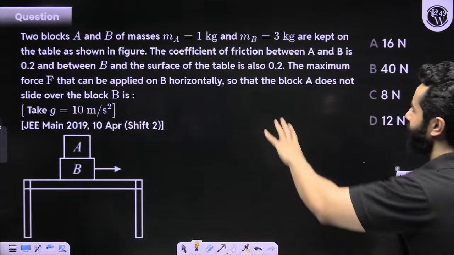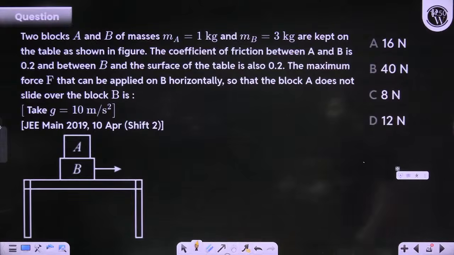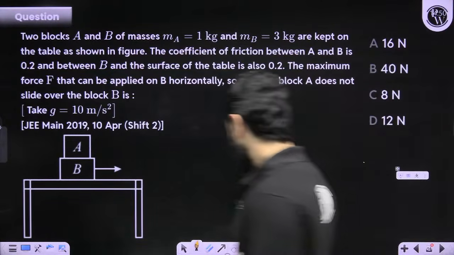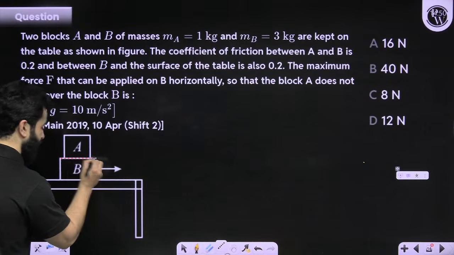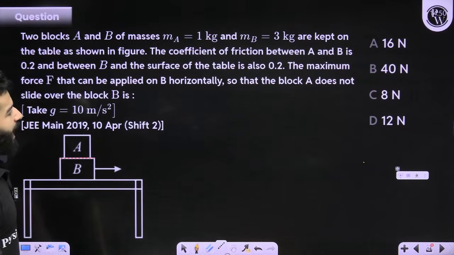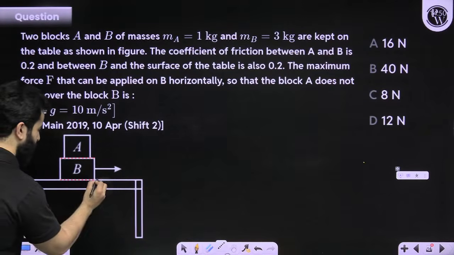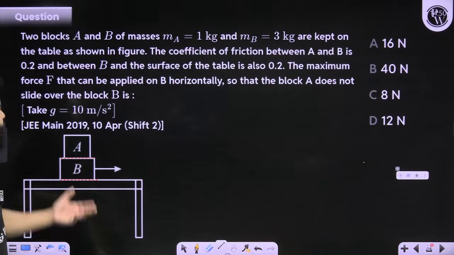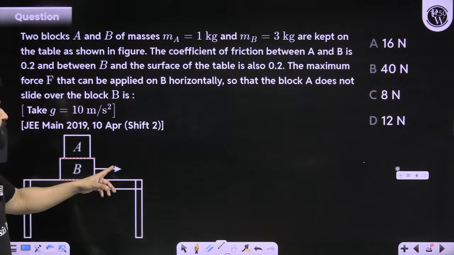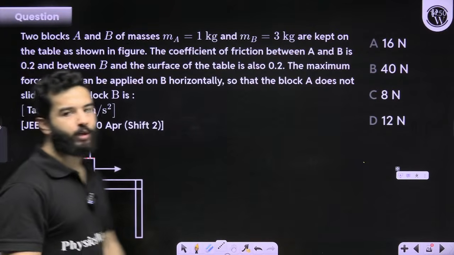In this question, they are saying that we have got two blocks A and B. The coefficient of friction between A and B is 0.2. And the coefficient of friction between B and surface is 0.2. So both of them are the same. The maximum force F that can be applied on B horizontally so that the block A does not slide over block B is.